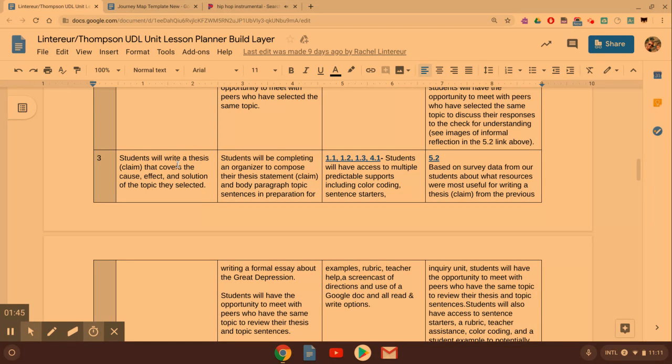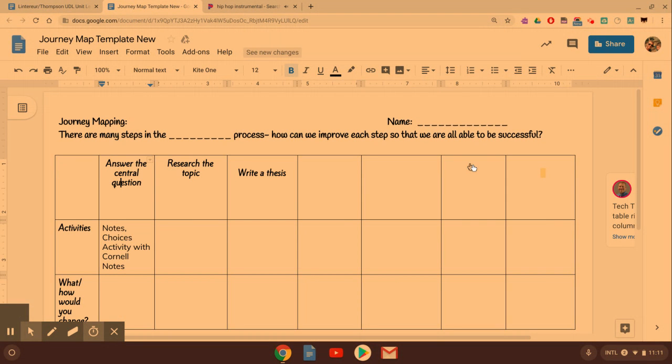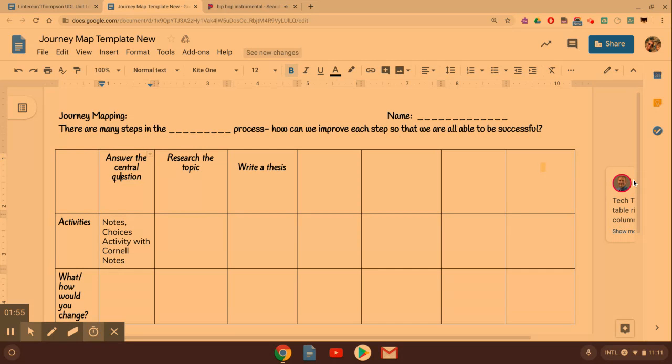Well, now I'm going to go from my unit planner over to the journey map template, which you have access to in this assignment. And I started to fill it in a little bit based on my unit planner just so that you understand what you might need to do.